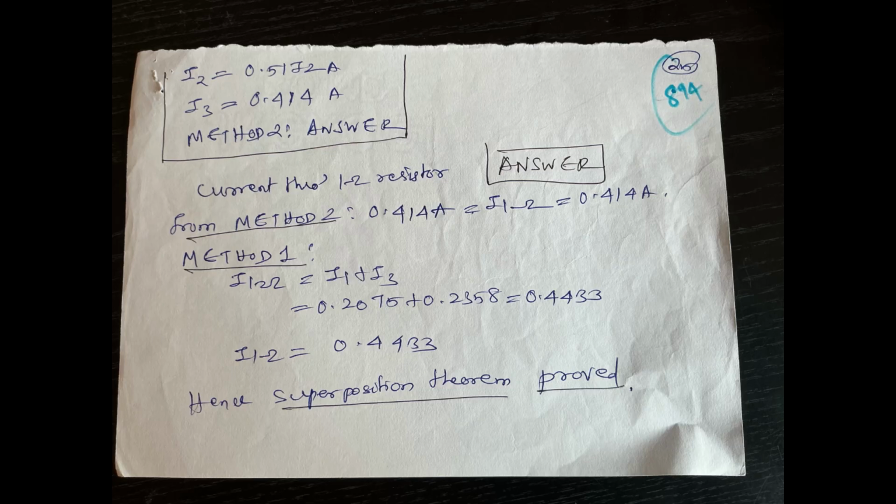Mesh equations, the mesh current method and the superposition theorem are applied. That is in the Anna University syllabus. In previous classes I explained mathematical functions and all topics in circuit analysis. Kindly note the method 2 circuit: from the circuit, the current through the 1 ohm resistor is 0.414 ampere, the mesh current. In method 1, the current through the 1 ohm resistor is mesh current I1 plus mesh current I3, that is 0.4433. We find the same answer, so the superposition theorem is proved.